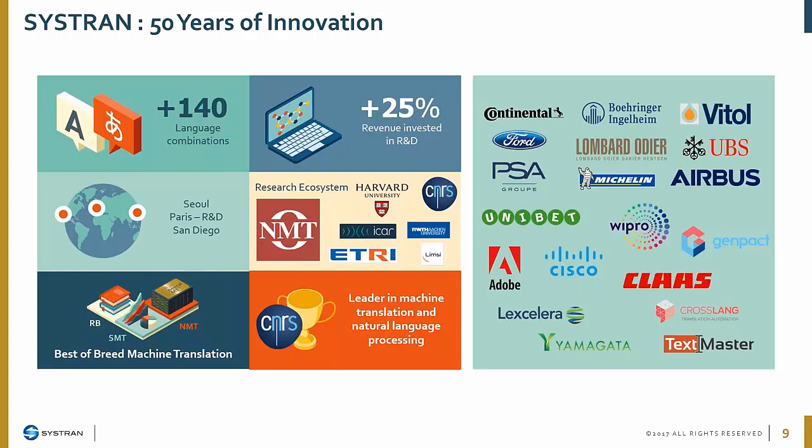So the company SYSTRAN is a pure player in machine translation since 1968. So since April, the company is 50 years old, so we are very proud of that. We have an R&D department based here in Paris, and we developed our own translation engine. And as you can see, the latest one is the NMT for neural machine translation.